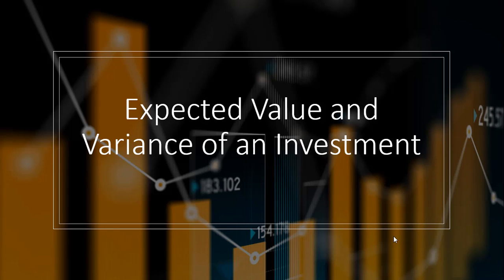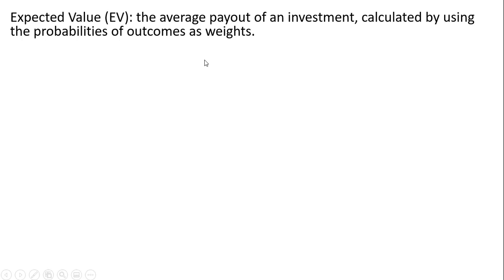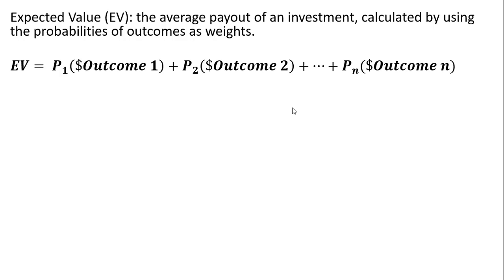In this video, we're going to calculate the expected value and variance of an investment. The expected value is the average payout of an investment calculated by using the probabilities of outcomes as weights. So here's the formula.